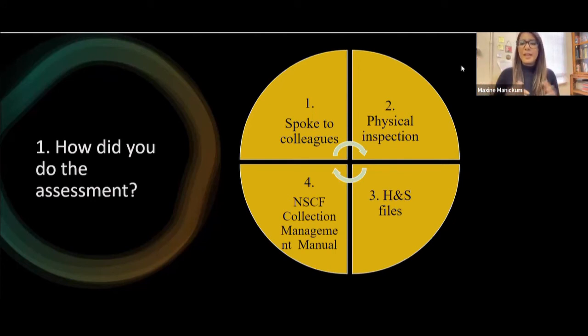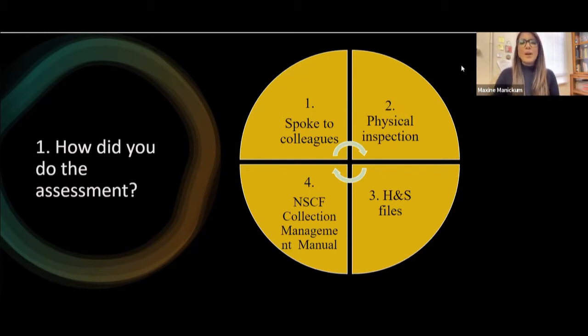I then did a physical inspection where I walked throughout the herbarium inside and out, trying to identify whether there are any factors that could be a potential risk to the collections. I then went through the health and safety files at the herbarium. Every year, KZN Herbarium does a health and safety assessment, so I wanted to see what they deemed as a risk and a hazard, and what their findings were in comparison to mine. And lastly, I went through the NSCF Collection Management Manual, as well as some literature.